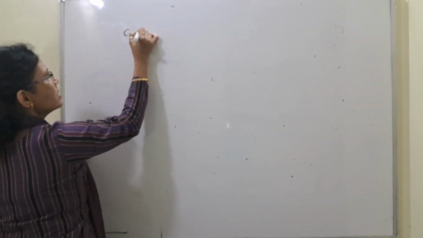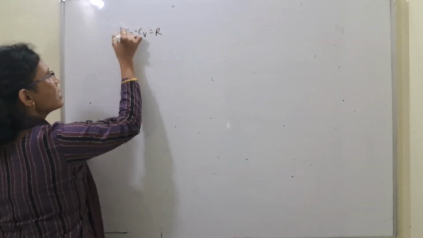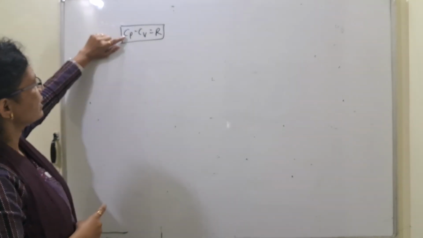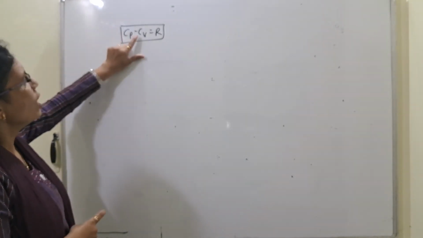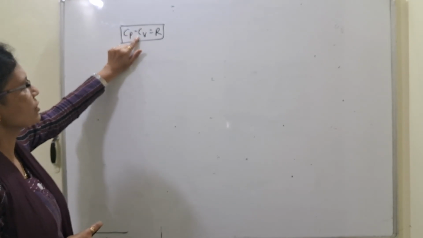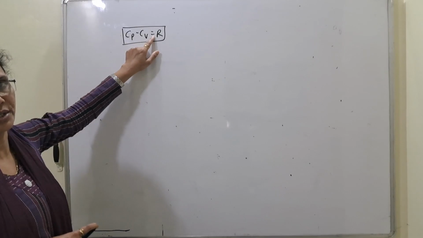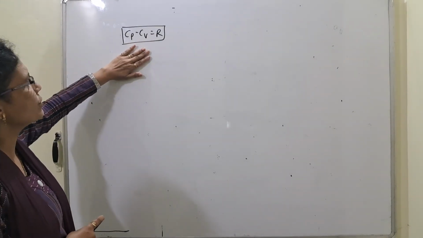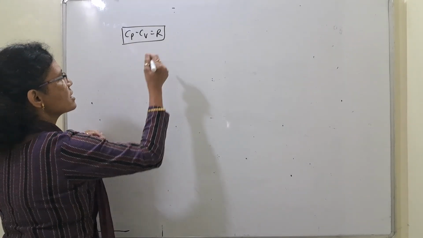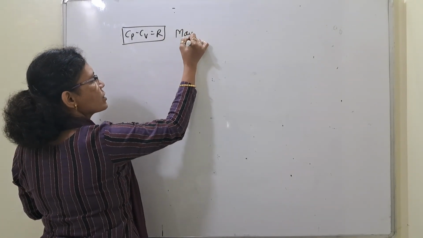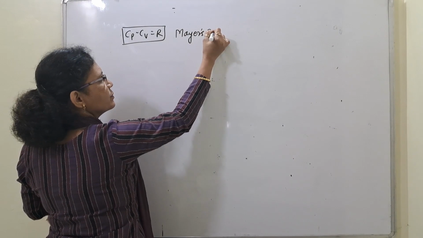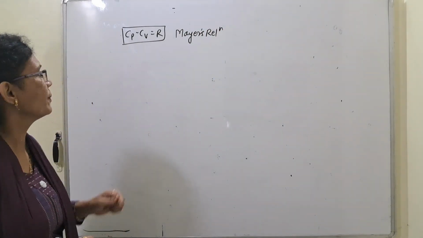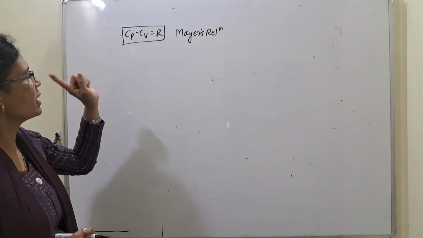Cp minus Cv is equal to R. This derivation we have to do. What is Cp, Cv here? Molar specific heat at constant pressure minus molar specific heat at constant volume is equal to the constant R, that is the universal gas constant. We have to prove this relation. This relation is called Mayer's relation or Mayer's equation. We have to derive the expression for that, that is Mayer's relation.